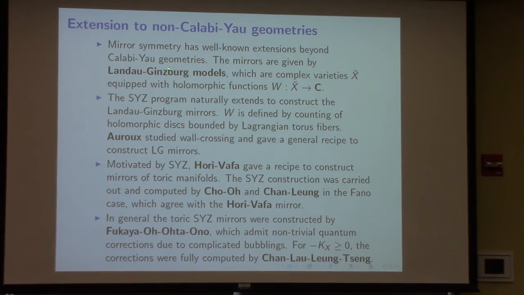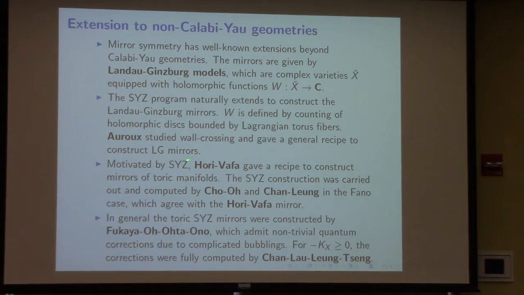You can try to extend it beyond Calabi-Yau geometry, then you use the Landau-Ginzburg model, which are complex varieties equipped with holomorphic functions, W, defined over X hat. So it can be naturally extended to construct Landau-Ginzburg models, and W is defined by counting of holomorphic disks bounded by Lagrangian torus fibers. And Kwokwai Chan, who is the organizer here, has done great work in this direction. And he studied wall crossing in this setting and gave a general recipe to construct the Landau-Ginzburg mirrors.